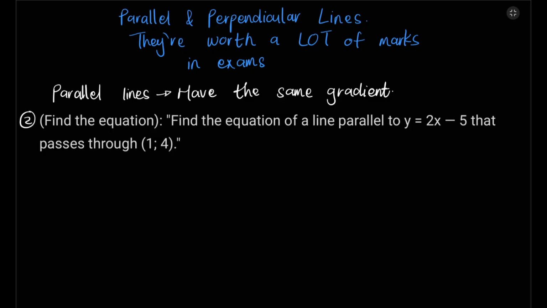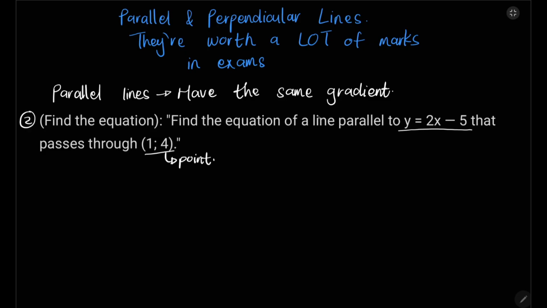So what are you given here? You have to find the equation of a line parallel to, and you know already that you have to find an equation, which is obviously a straight line. Remember, y is equal to mx plus c. You have to find the equation of a line that is parallel to y is equal to 2x minus 5. So you're given that equation, and the line passes through (1, 4). That is obviously your point.